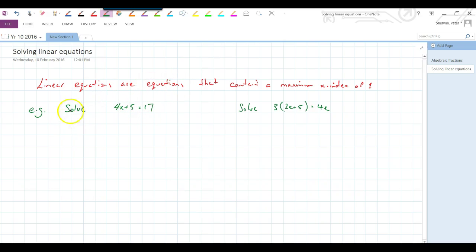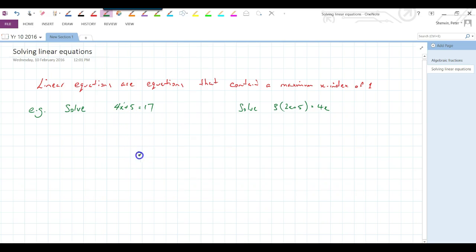So with equations we solve. That's the equation bit of it. The linear bit, as stated here, is the maximum power of x being 1. What you're doing is solving it for an unknown. The unknown in this case is x, and the maximum power in this expression is 1. There's a little 1 there, isn't there? We don't write it, but that's what it is. So that's called a linear equation.